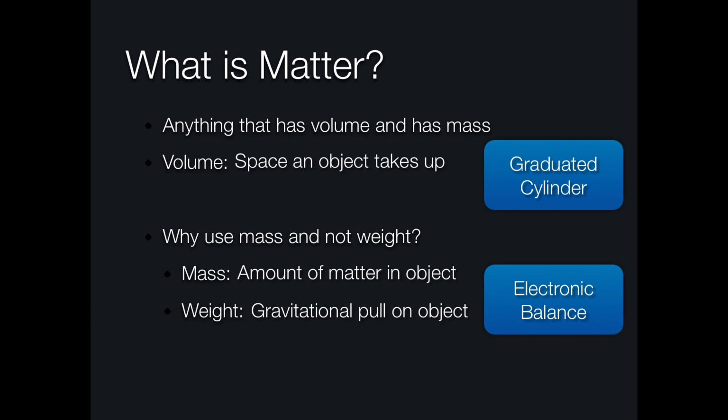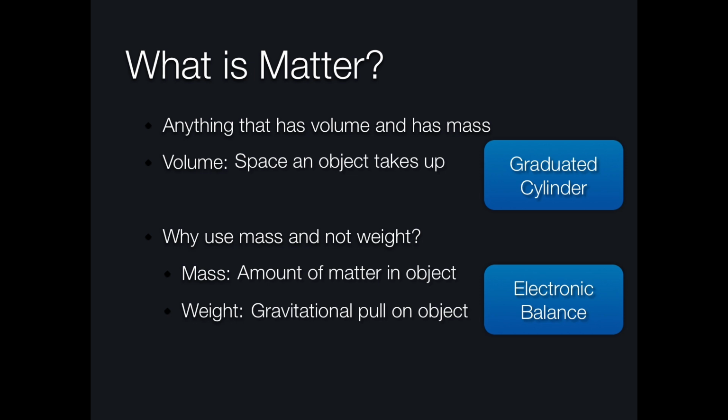Now we're going to spend a majority of our time this year talking about matter, and a little bit of time talking about energy, but most of the time talking about matter. Now what is energy? Well, energy is anything that you can't touch. It's light, it's heat, it's electricity. We can't touch energy, but we can see how energy affects the world around us. What is matter? Well, it's anything that has volume and has a mass.